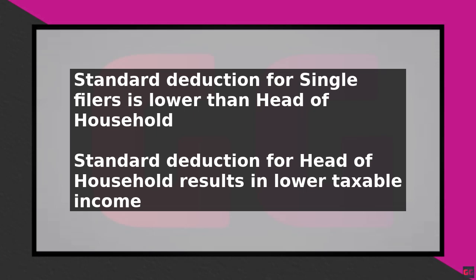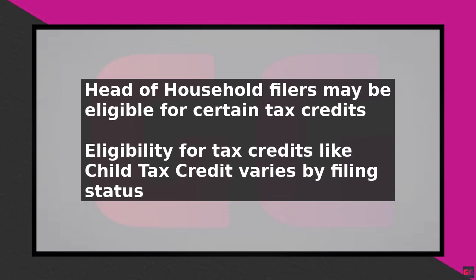To illustrate the differences between these two statuses, let's consider an example. Suppose you are an unmarried individual with a child who lives with you and you pay more than half of the household expenses. If you file as single, you will pay more in taxes compared to filing as head of household. By filing as head of household, you will get a higher standard deduction and may be eligible for certain tax credits, resulting in a lower taxable income and a lower tax bill.